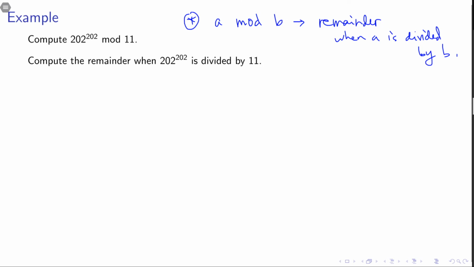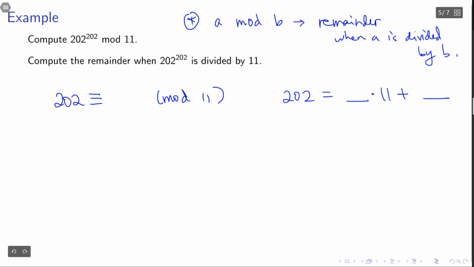Okay, so what do we do here? Well, maybe we can first look for a number that's smaller than 202, but it's in the same congruence class modulo 11. So in the congruence class of 202, all these numbers that have the same remainder when you divide by 11, the simplest one is going to be whatever the remainder is when you divide 202 by 11. So what is 202 divided by 11?